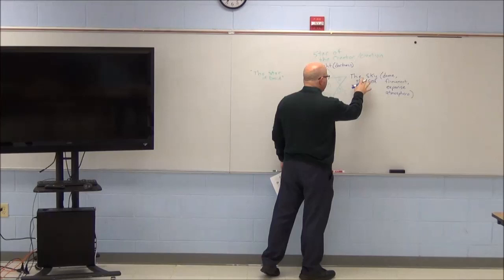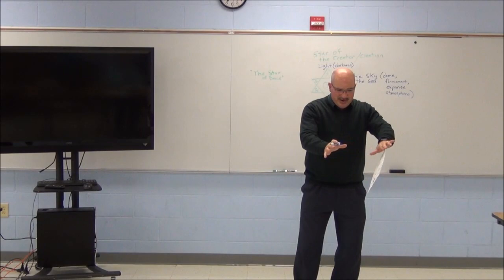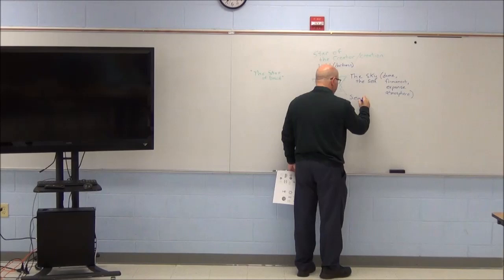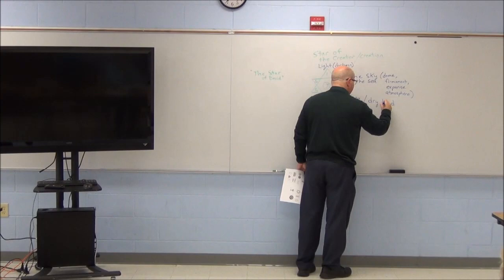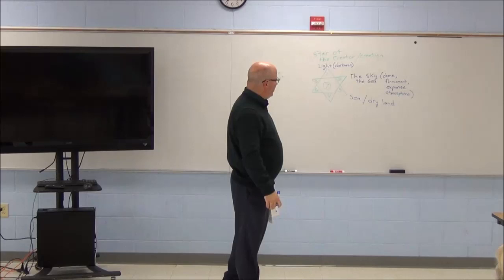On day three, what does God create? Yeah, so now he's going to take the surface of the earth, and he's going to separate the sea and dry land and make them two different things. Okay, so sea and dry land. And we say dry land because we know there's land underneath the water of the ocean. There's still land there too. But anyway, so sea and dry land.